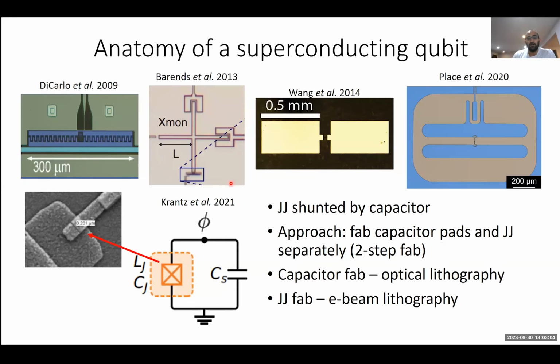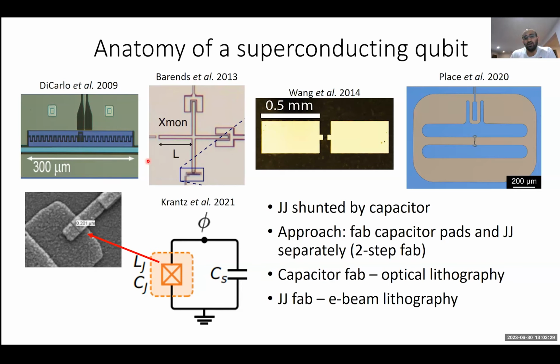Okay, so let's talk about the anatomy of a qubit. Superconducting qubits can come in many shapes and sizes, and they all have many different corresponding circuit diagrams. But for the rest of this lecture, I'll focus on one of the simplest and most widely used type of qubit, which is called the transmon qubit. A transmon qubit is basically just a Josephson junction shunted by a capacitor.